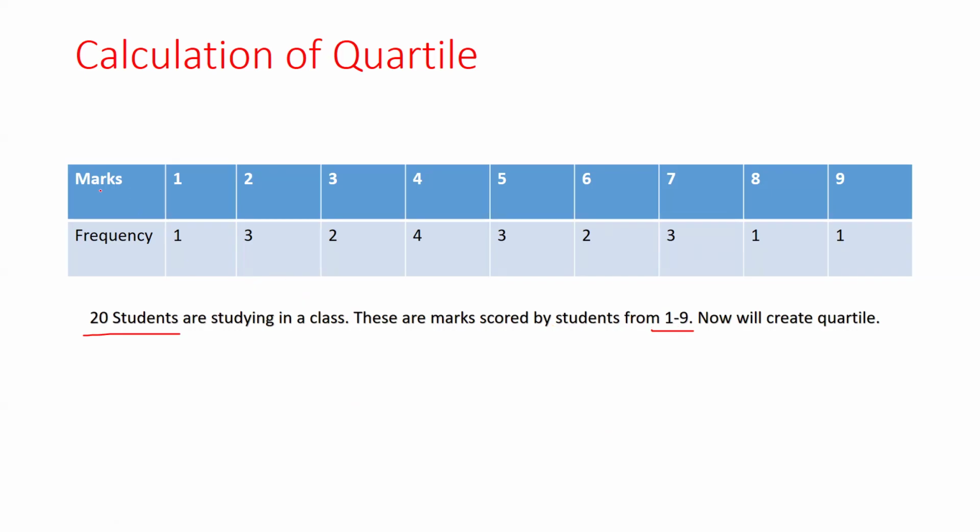In the upper row, you can see marks 1, 2, 3, 4, 5, 6, 7, 8, 9. These are the marks. But how many students have scored 1 mark? The frequency is 1. How many had scored 4 marks? 4 students. 5 marks, only 3 students. 9 marks, only 1 student. 8 marks, only 1. 7 marks, 3 students. 3 marks, 2 students. 6 marks, 2 students. And 2 marks, 3 students. So this is the frequency, and if we add all these frequencies, it becomes 20 students.